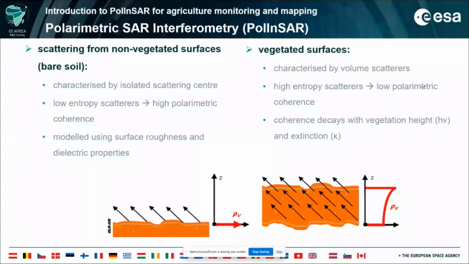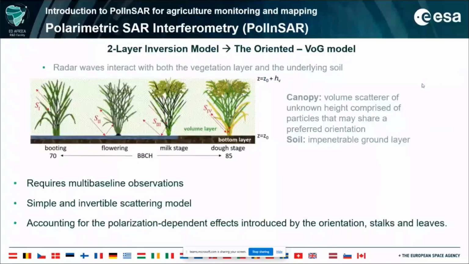But in agriculture, a different model for polarimetric interferometry SAR has been introduced to address the radar interaction with both volume and surface in the underlying soil. To characterize different physical properties of soil and canopy, this particular oriented volume over ground model was proposed to relate these interferometric observables at different polarizations and baselines, as you can see from the image.